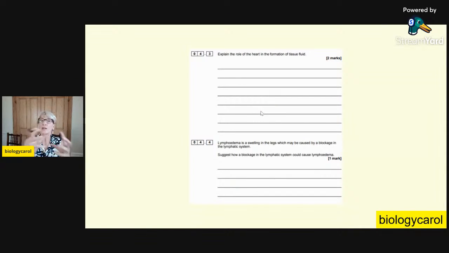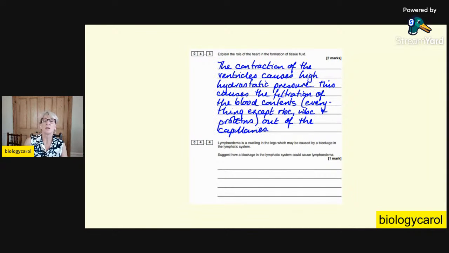And what creates that hydrostatic pressure? Well, that's our heart beating, or more particularly, the force that is created by the ventricles contracting. So this is what I wrote. The contraction of the ventricles causes high hydrostatic pressure. This causes the filtration of the blood contents, and I put in brackets everything except red blood cells, white blood cells, and proteins, out of the capillaries. And I must admit, looking at this now, I feel like I should put at the arterial end of the capillary bed, but I didn't. Anyway, here's the mark scheme.